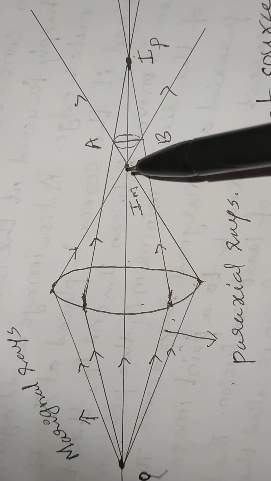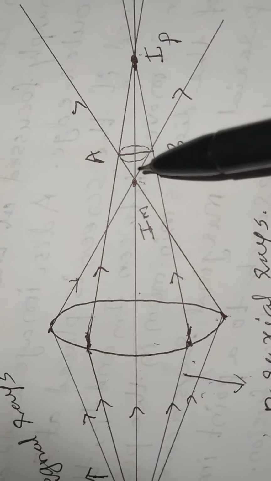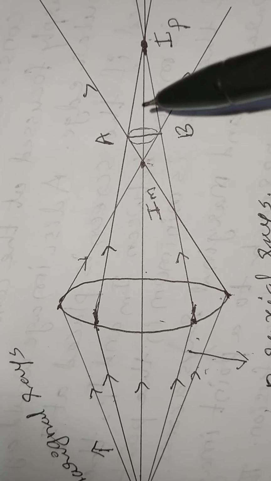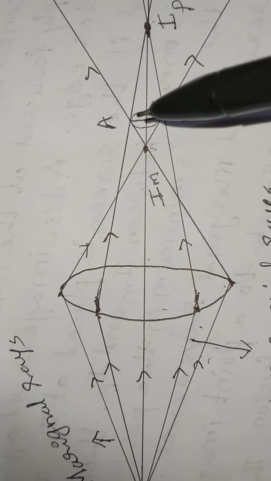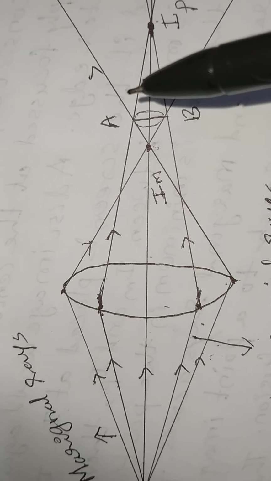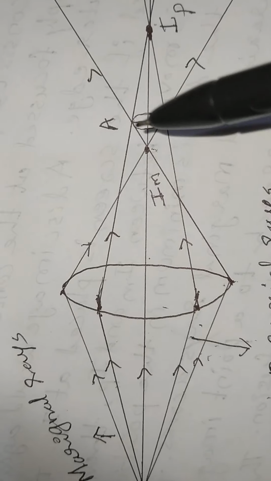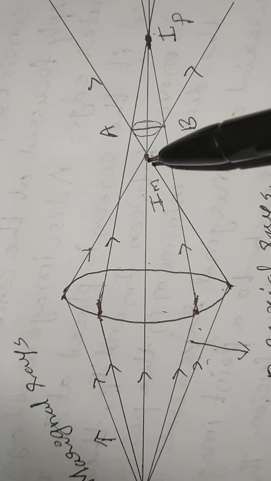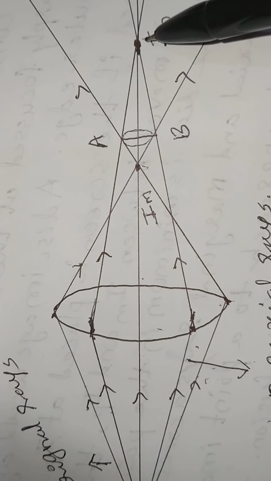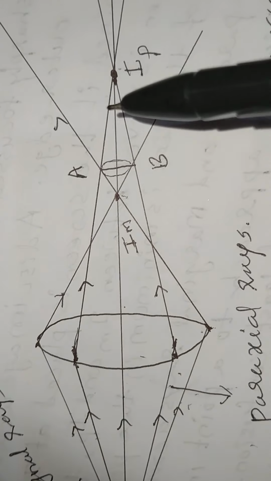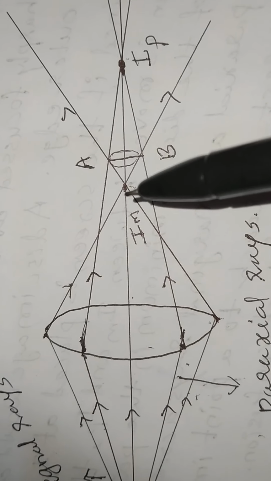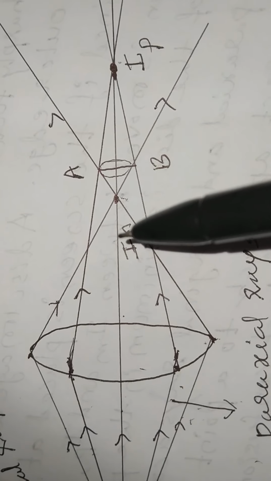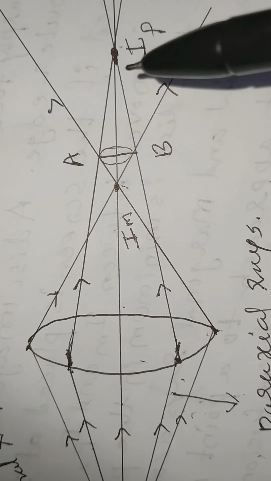If the screen is moved between IM and IP, the size of the disk reduces to a minimum, called the circle of least confusion. The radius of the circle of least confusion is called lateral spherical aberration. The distance between IM and IP, that is, from the marginal image to the paraxial image, is called longitudinal or axial spherical aberration.